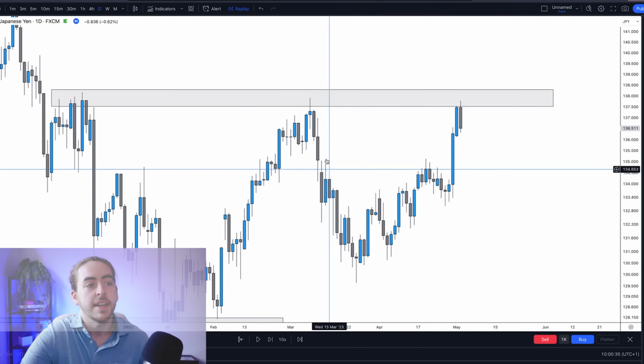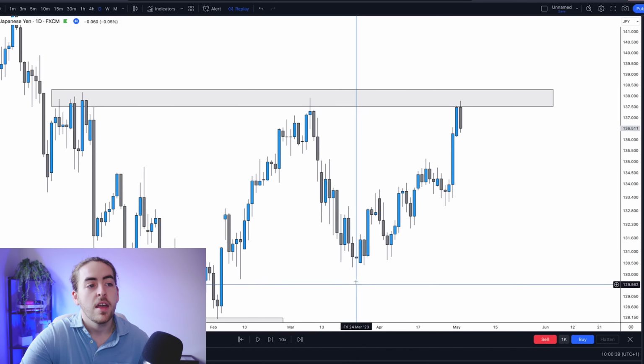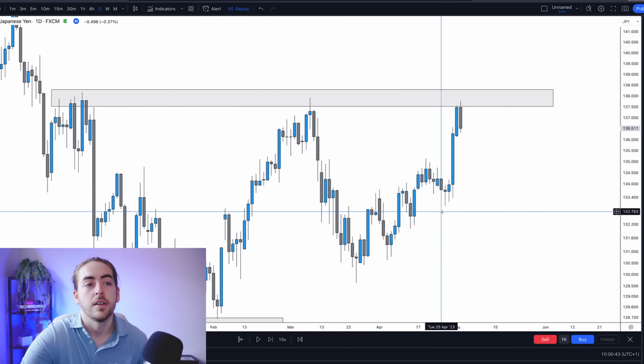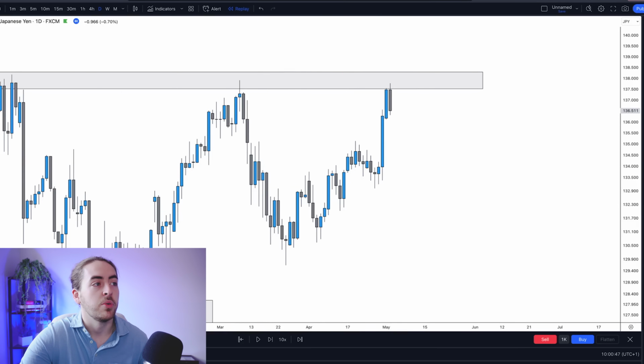So looking within this daily trend, we can see we came in lower low, lower high, lower low, lower high, lower low. Then we broke up to higher highs, higher low, higher high, higher low, higher high, higher low, and a higher high. So the daily trend at this point is actually pointing to the upside.